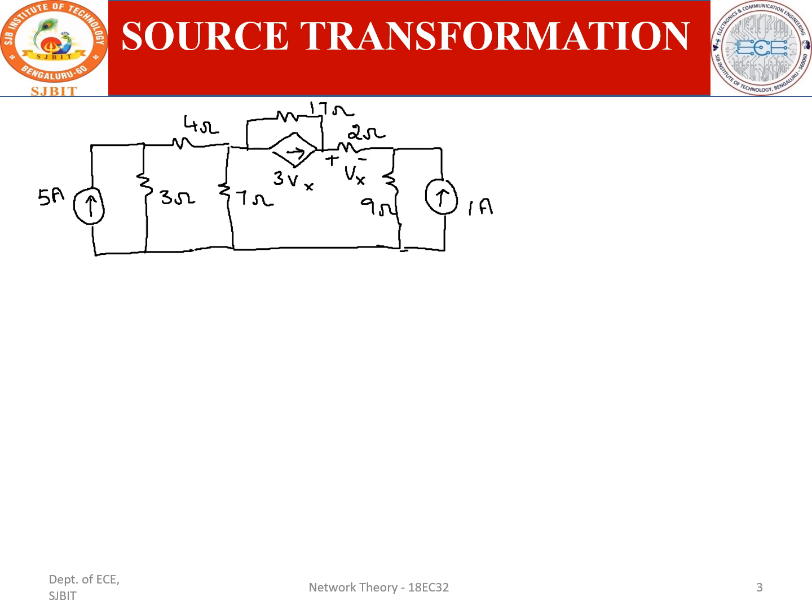Calculate the current through 2 ohm resistor in the network shown in figure by using the source transformation method. In this figure, you have to calculate what is the current flowing through the 2 ohm resistor by using the source transformation.